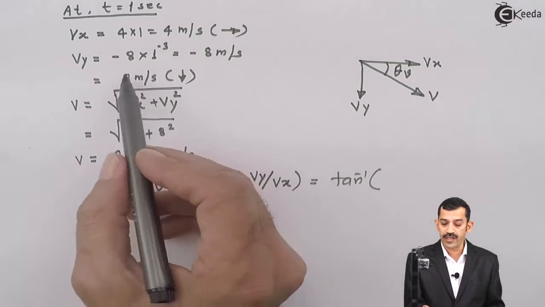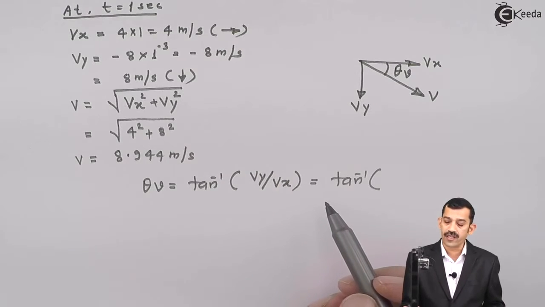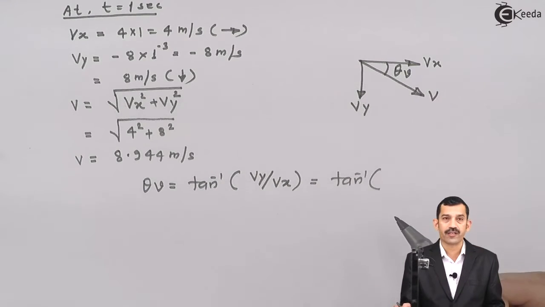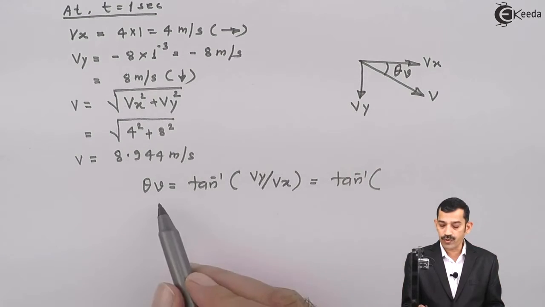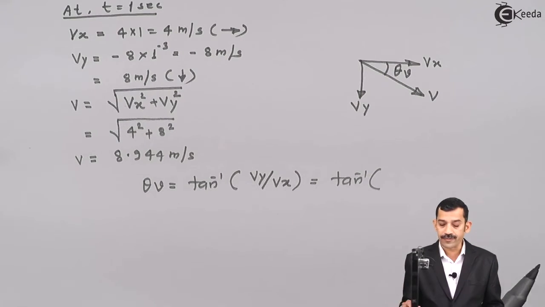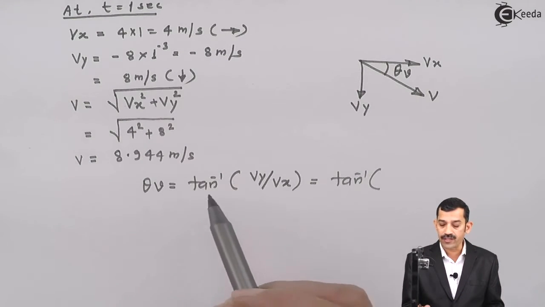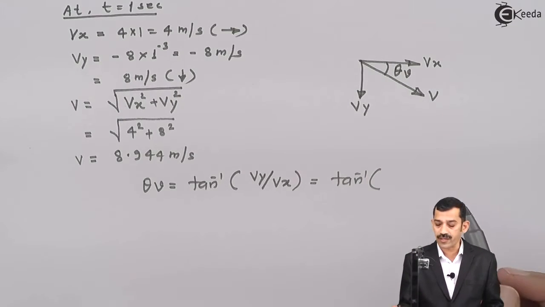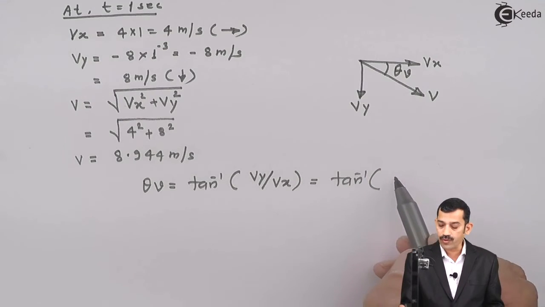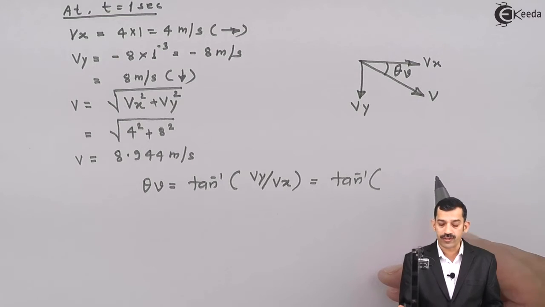Actually, Vy you are getting as a negative answer. Considering the negative sign, you have already represented it graphically. That's why you are getting velocity in the fourth quadrant. Therefore, while finding this angle theta v, the negative sign will not be considered, because considering the sign we have already represented velocity in the downward direction. Therefore here only the magnitudes of Vy and Vx will be substituted.